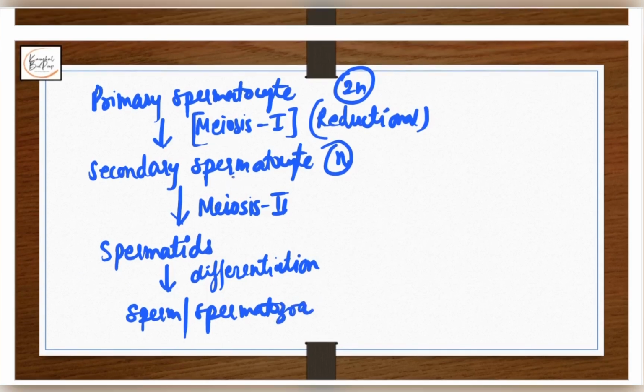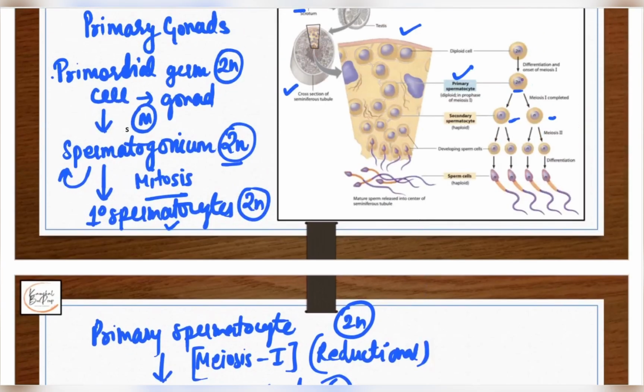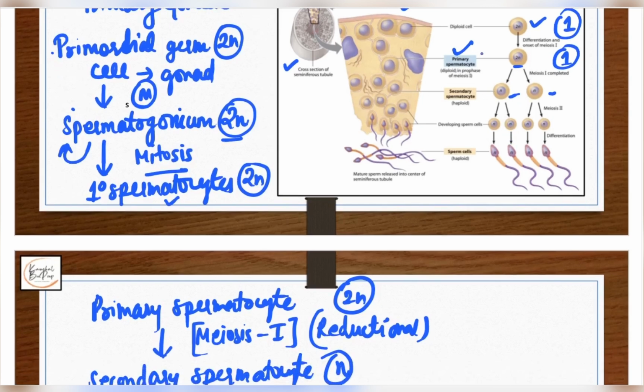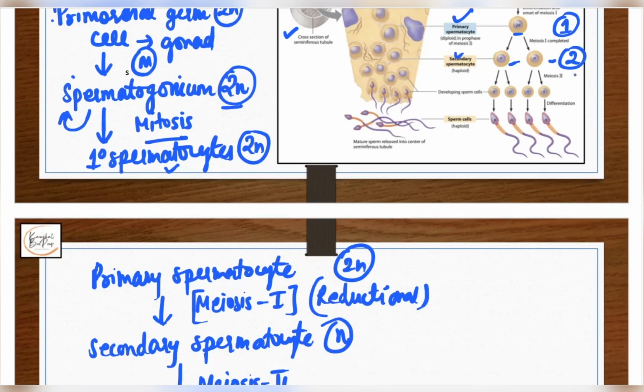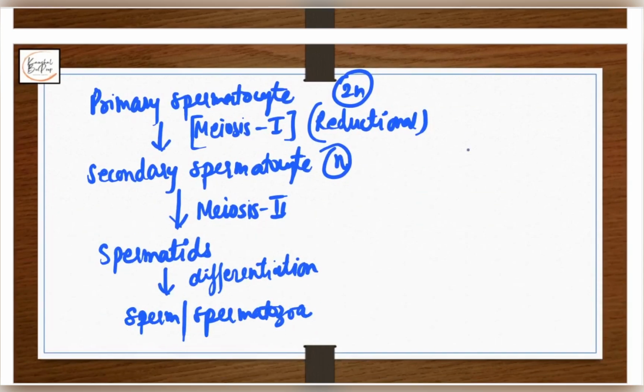Now, if you see correctly, from the very beginning, the first cell, which is the spermatogonium, is forming the primary spermatocyte. So if you are starting with one spermatogonium, you will have one spermatocyte. And if you start with one primary spermatocyte, you will have two spermatocytes, which are secondary in nature. And if you start with two spermatocytes, you will have four spermatids. So the numbers you need to understand.